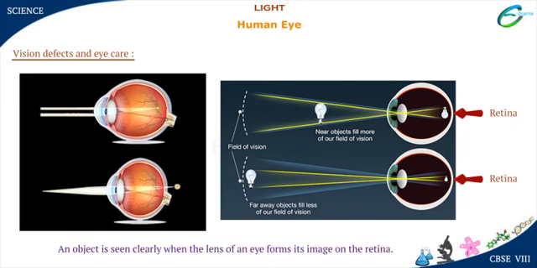For a normal eye, the minimum distance of distinct vision is 25 centimeters, and the maximum distance of distinct vision is infinity. Normally, there exist two types of vision defects. One is short-sightedness. The other is far-sightedness. Let's see more about them.